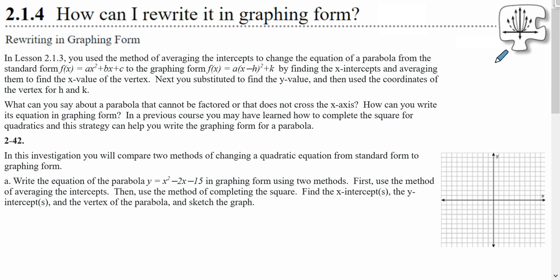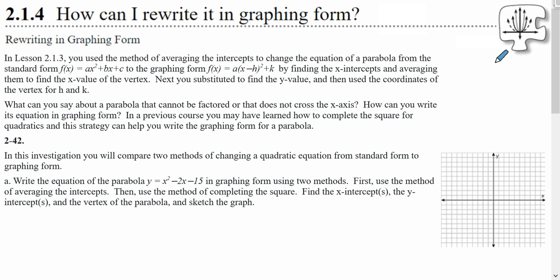So what we're going to look at today is which of these methods works better in different situations, because there are going to be some limitations to each of them along the way. So to begin with, problem 242, I want you to compare the two methods of changing a quadratic from standard form into graphing form. So for part A, you're going to write the equation of that parabola, y equals x squared minus 2x minus 15, using both forms. So you are going to do it twice.